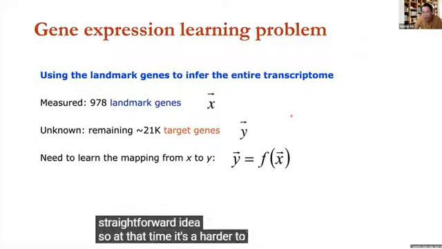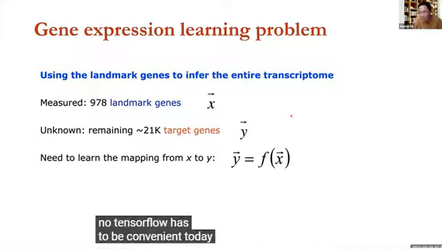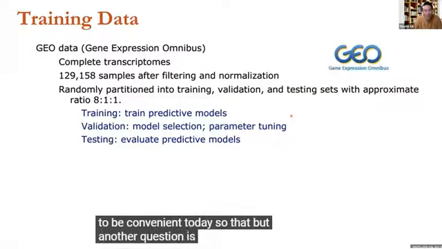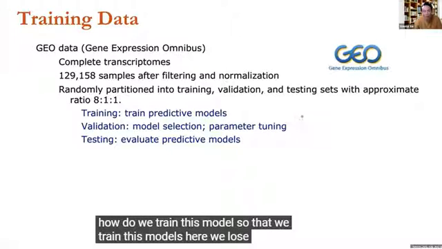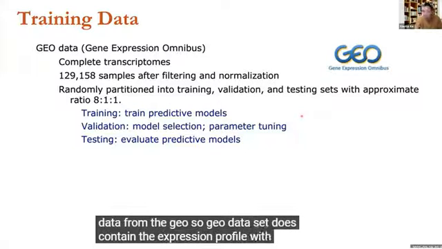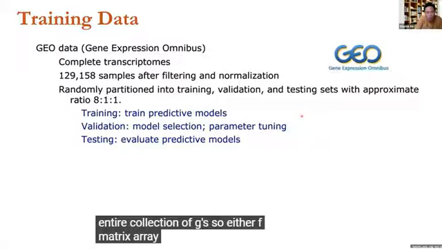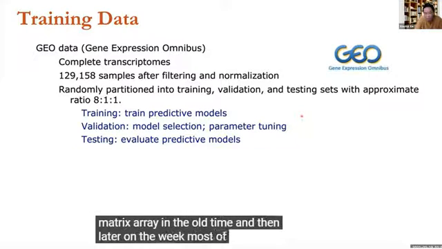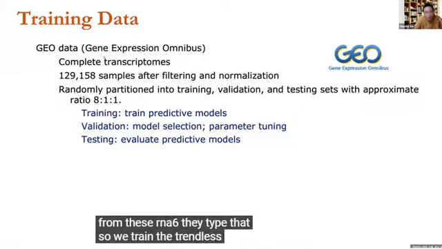At that time, it was harder to implement because there was no PyTorch, no TensorFlow as you have conveniently today. And the question is, how do we train this model? We train these models with data from the GEO. The GEO data set contains the expression profile of the entire collection of genes, either from microarrays in the old days, and later on most of the data came from the RNA-seq data type.